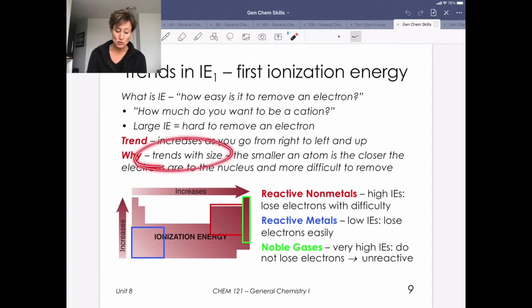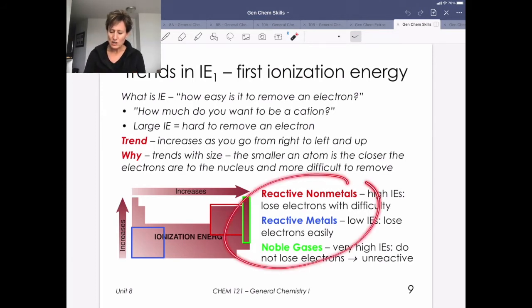So again, this trends with size. Think about it: if we're removing an electron, we're removing it from the attractive force it's feeling from the protons in the nucleus. So the further away that electron is, the easier it is to remove it. Okay, so we can see some trends here. We're going to map this onto several of the next pictures.